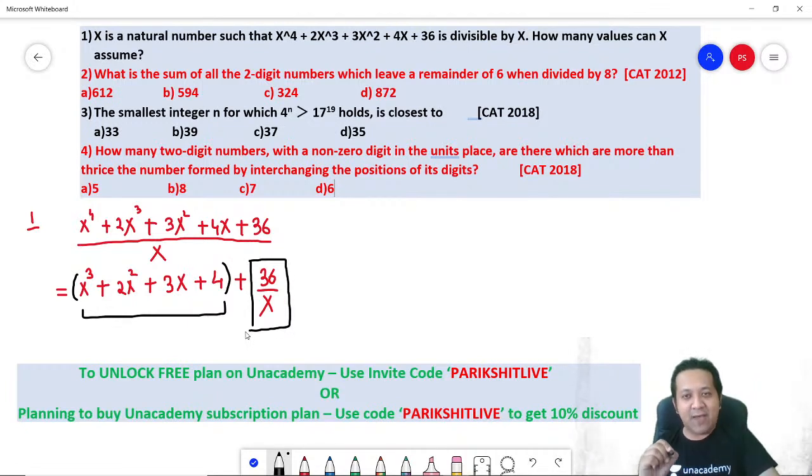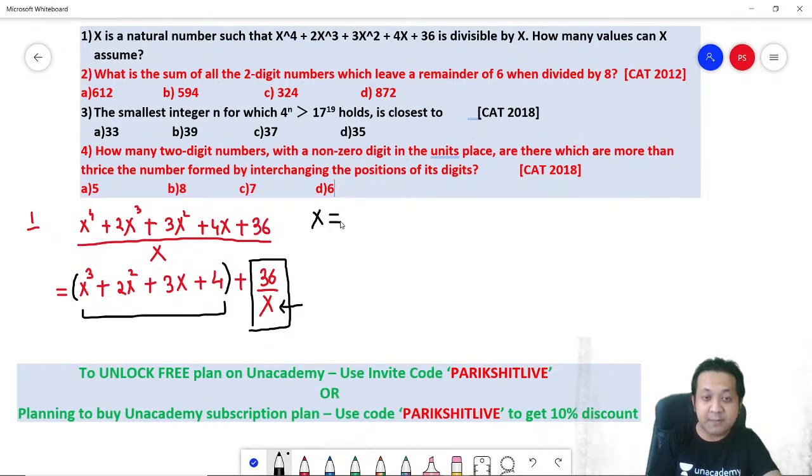You have to take the values of x in such a way that 36 by x is perfectly divisible. Think about it. If the last term becomes divisible by x, the entire expression will be divisible by x. Yes? So can you tell me what are the values of x that you can take such that 36 divided by x becomes an integer? Think about it. These are nothing but factors of 36. Will you agree? So what can be the values of x?